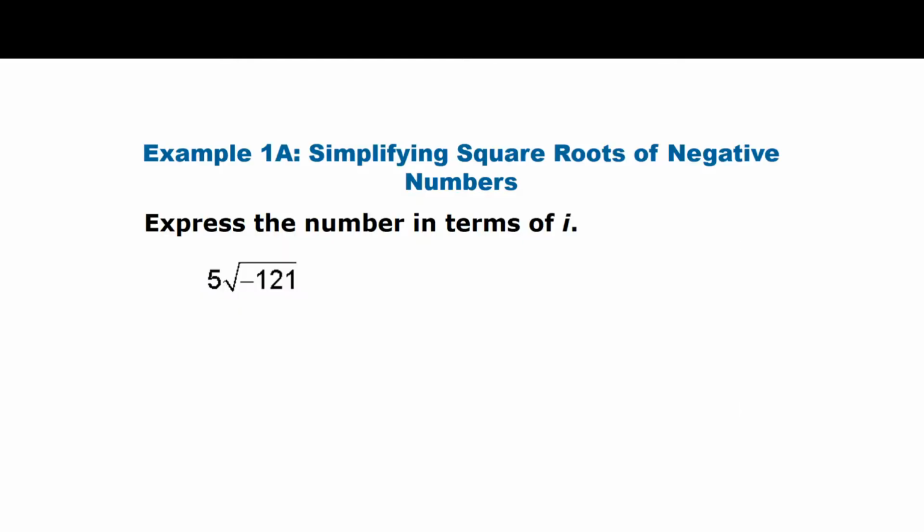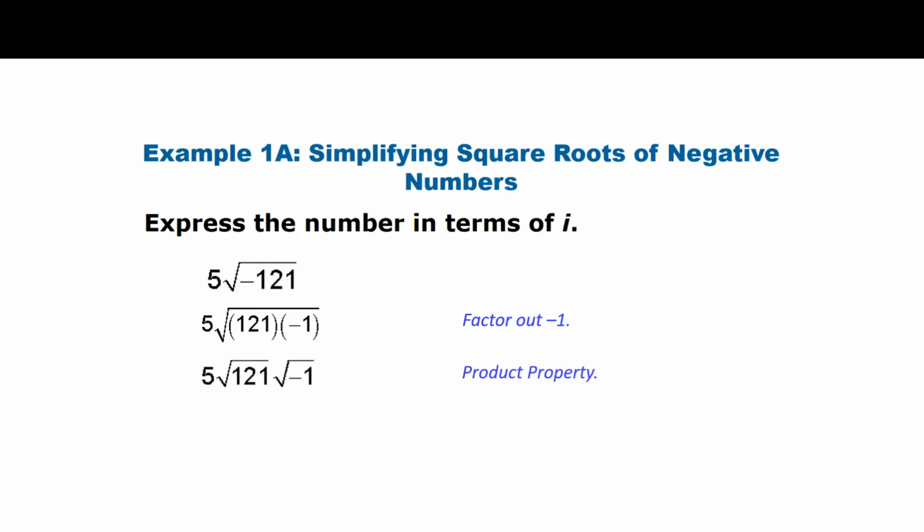Let's look at our first example. The instructions tell us to express the number in terms of i. So all we need to do is first factor out -1, and all that means is we're just going to rewrite our problem to look like the square root of 121 times -1. Then we're going to separate it into two separate square roots: 5 times the square root of 121 times the square root of -1. So now we know that the -1 is going to be an i.